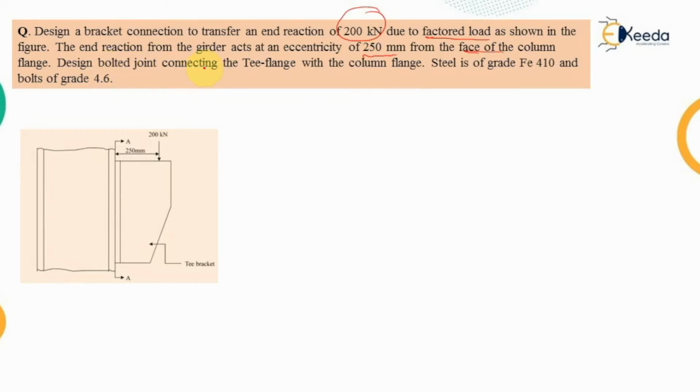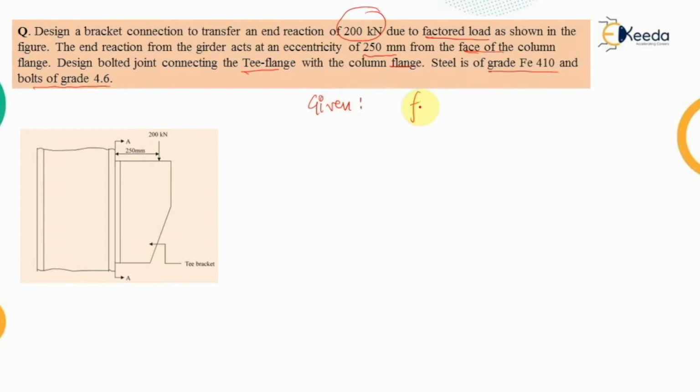Design the bolted joint connecting the T flanges with the column flange. The steel to be used is of grade Fe410, and the bolts to be used for the connection are of grade 4.6. Now first of all, we will write down the data that has been given to us.